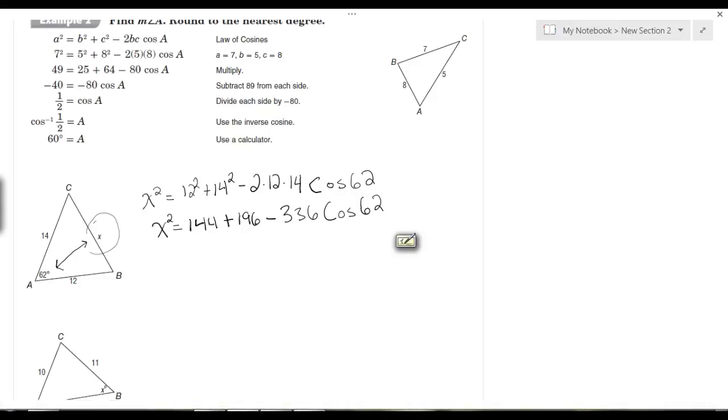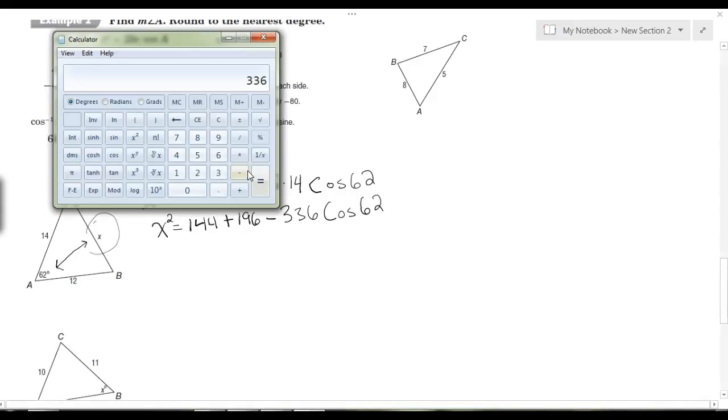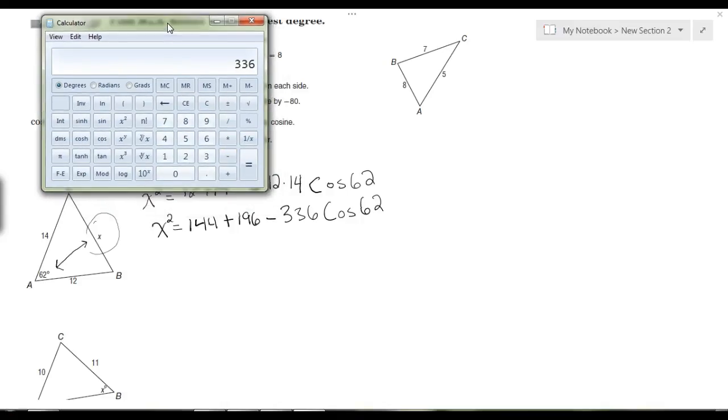So let's add together our 144 and our 196. Actually, we don't need to. We can just put this whole thing as it stands in the calculator. So we'll add 144 plus 196, and that equals 340. We're going to subtract from that. I'm going to put things in parentheses again because my calculator doesn't work as well as yours.